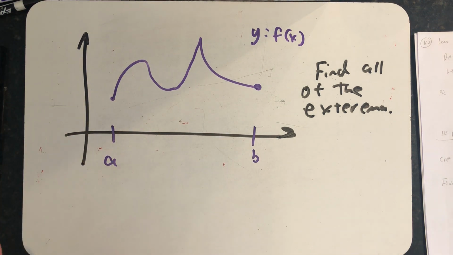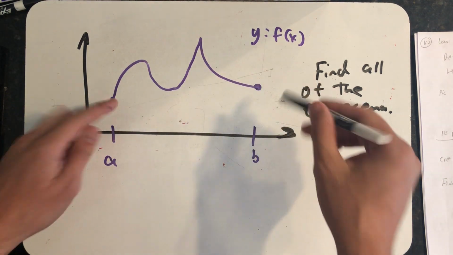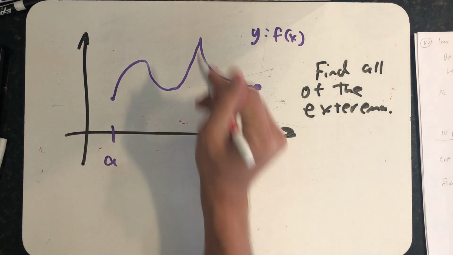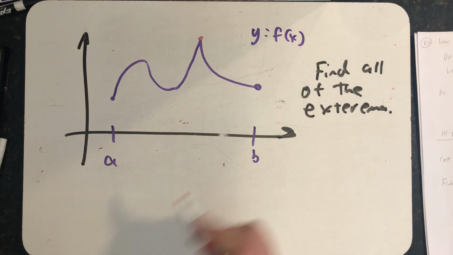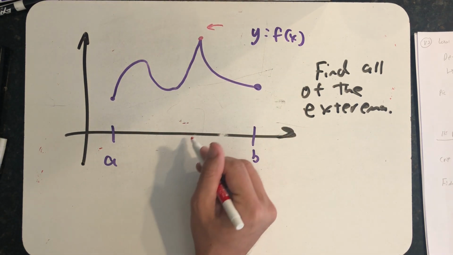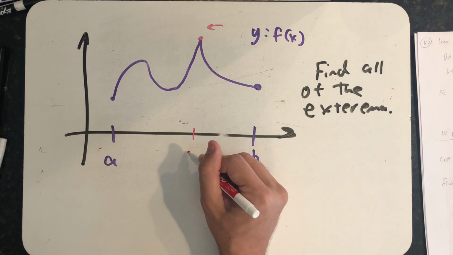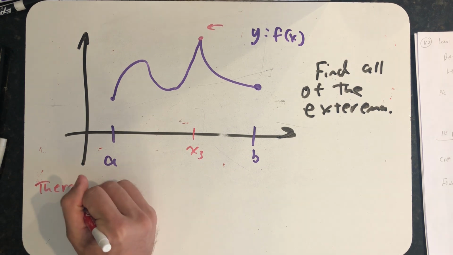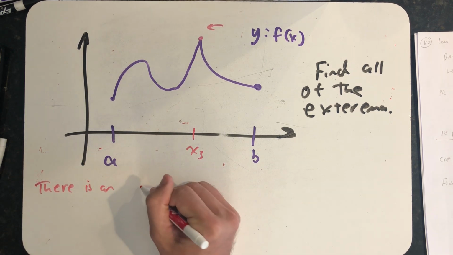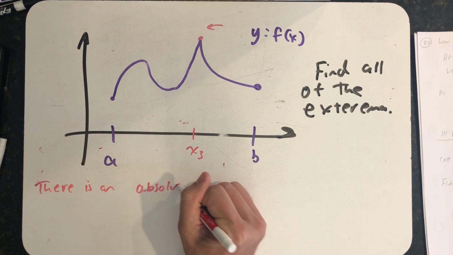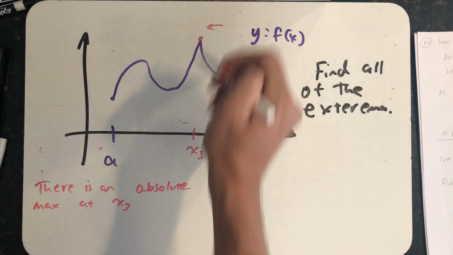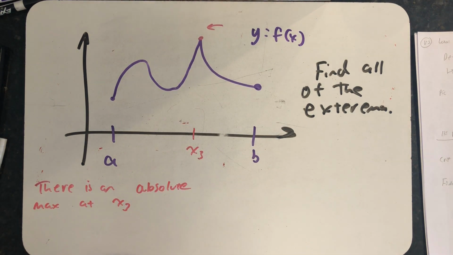Well, I've drawn a continuous function here on a closed interval. The extreme value theorem tells me there should be an absolute min and an absolute max, a highest point and a lowest point. That really seems to be the highest point to me. I'll call that value x3. There's an absolute max at x3. And again, the y value is the maximum, and I could call it f of x3, but it occurs at the x value, x3.